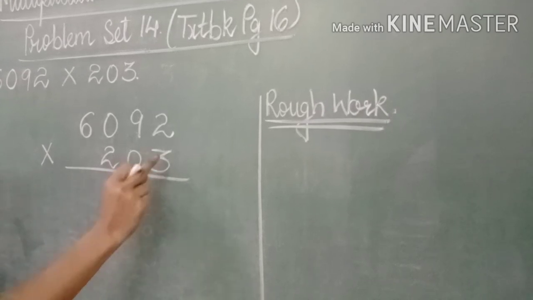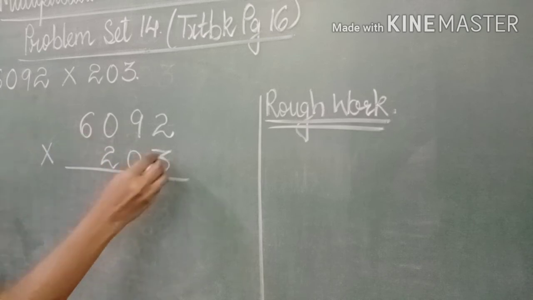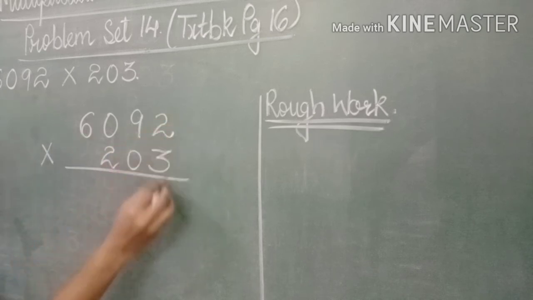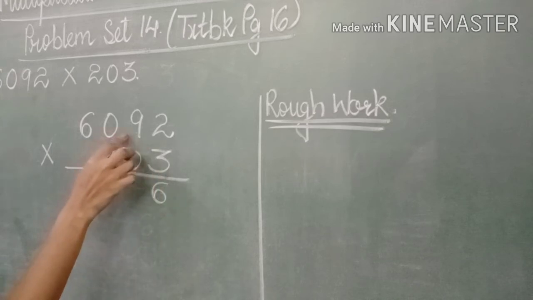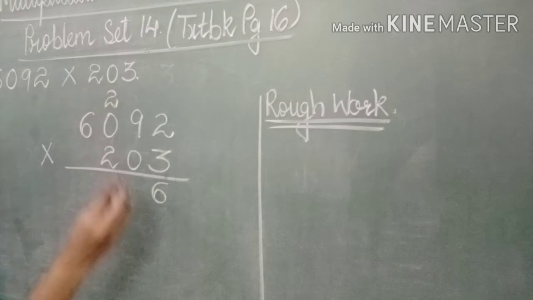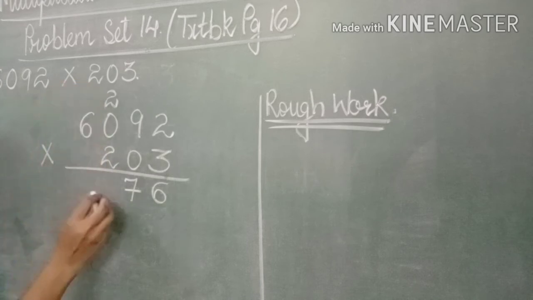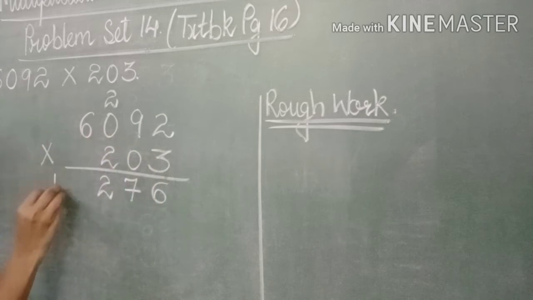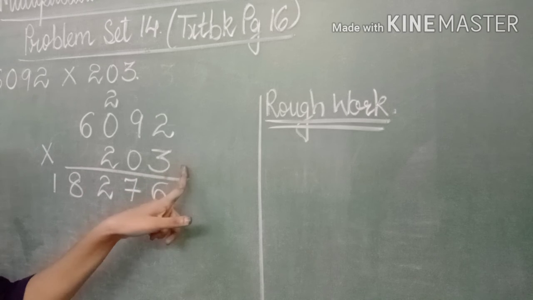Unit number is 3. So 3 2s are, 3 9s are, 3 zeros are, 3 6s are. So let's start with 3 2s are. 3 2s are 6. 3 9s are 27, right? So 2 you have to carry up and 7 you are going to write it down. Then 3 zeros are 0, but there is 2. So straight away we are going to write 2 down and 3 6s are 18. Now 18,276 was the calculation done for the units place number 3.